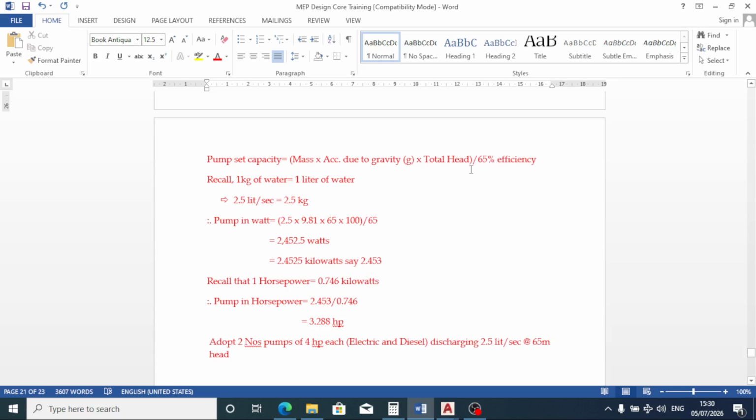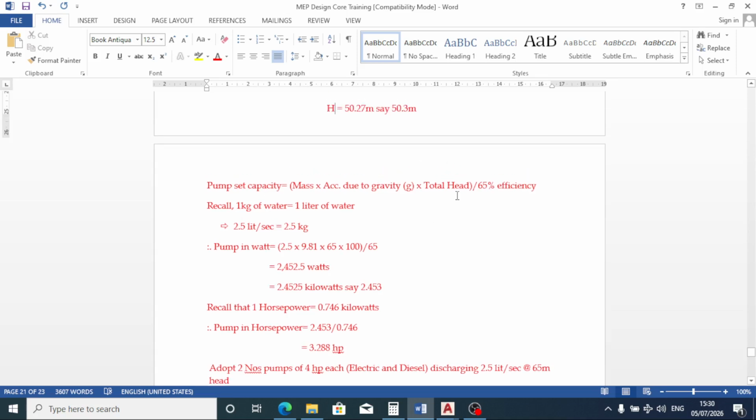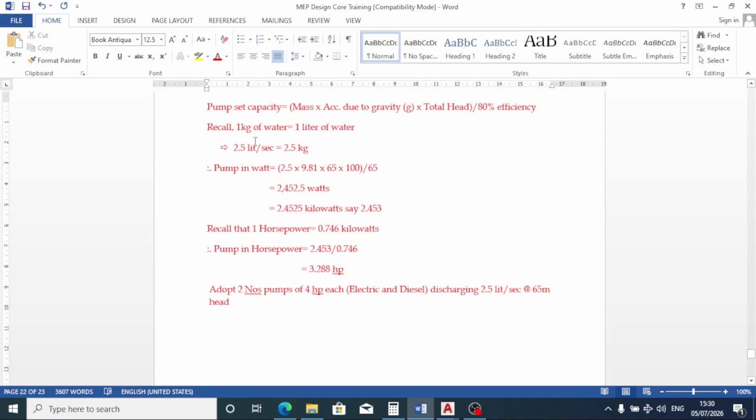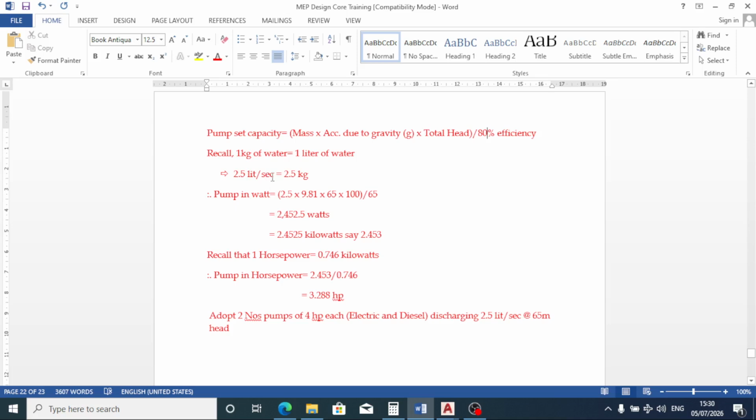For this efficiency, I think we can step it up to 80%. Why? Because with the advancement in technology, I believe it is possible to have an 80% efficiency for pumps nowadays. So let's step this up to 80% efficiency. So for this mass, recall that 1 kg of water is equal to 1 liter of water, and remember we said our rate of flow is 2.5 liter per second, so 2.5 kg.